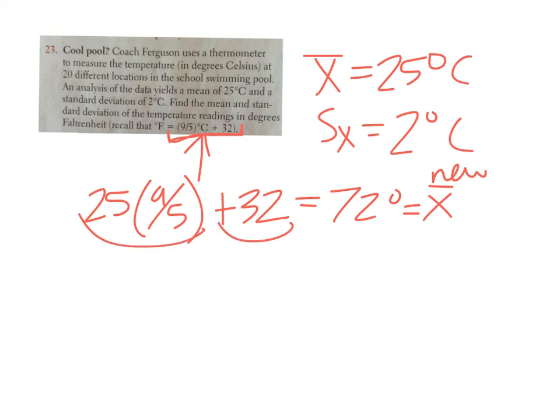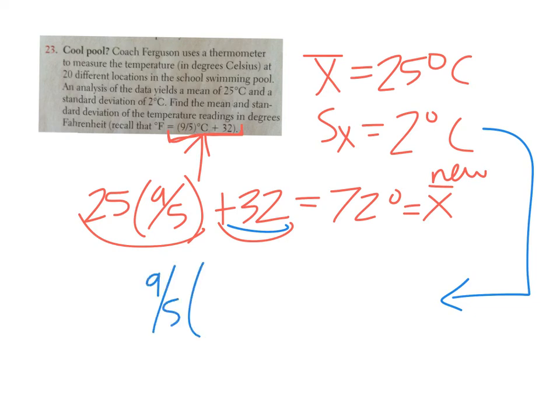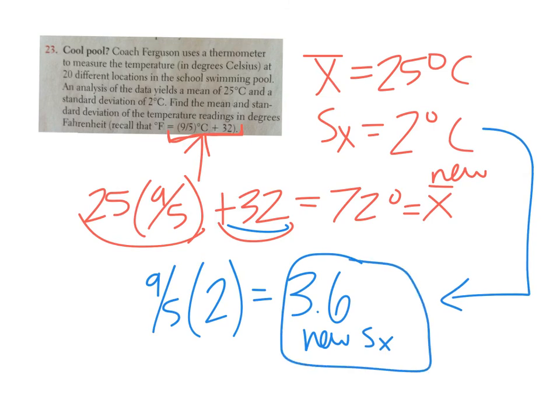But as we learned from our last problem that we just did, the standard deviation, I don't care that I add 32, because the whole entire thing is going to shift the same amount, so it's going to be spread out the same. So the only effect that happens to the standard deviation is the 9/5. So I'm going to do 9/5 times 2 and get 3.6. So 3.6 is going to be my new standard deviation. I did not bother with adding because adding and subtracting does not affect standard deviation.